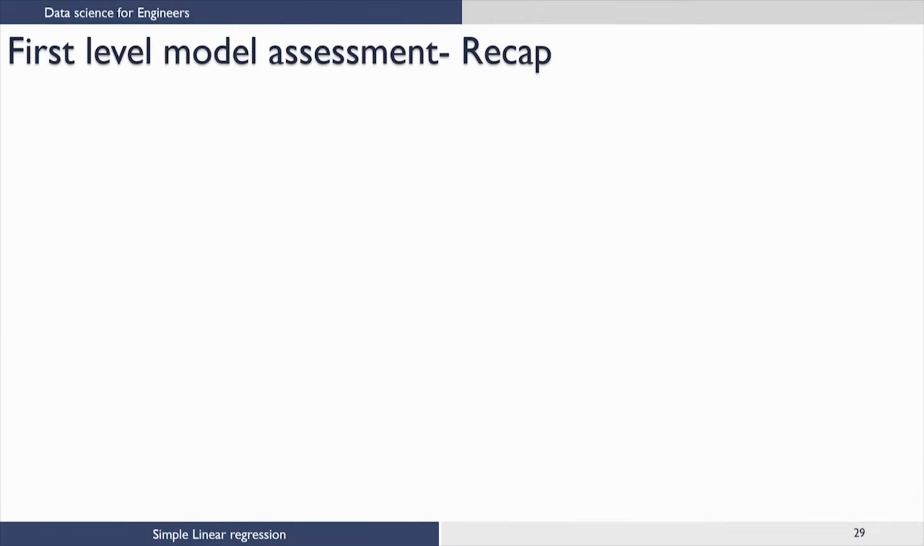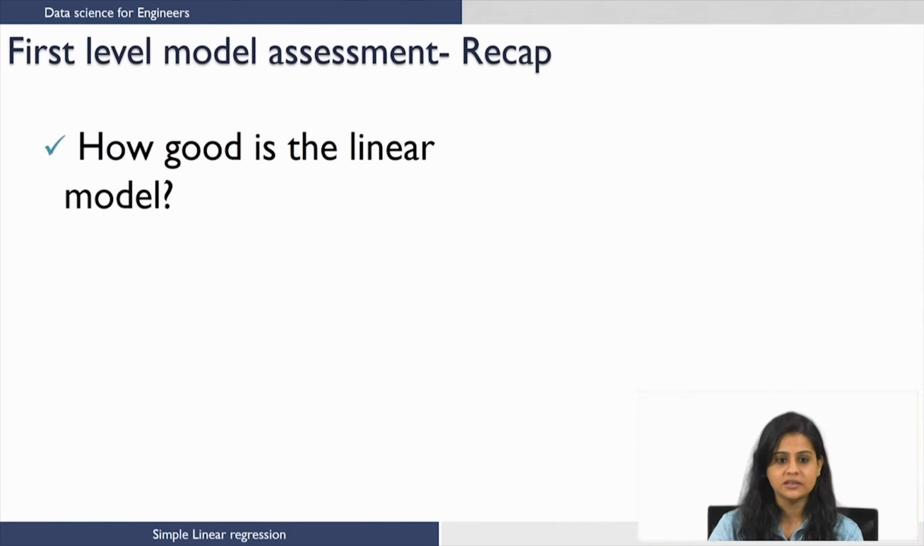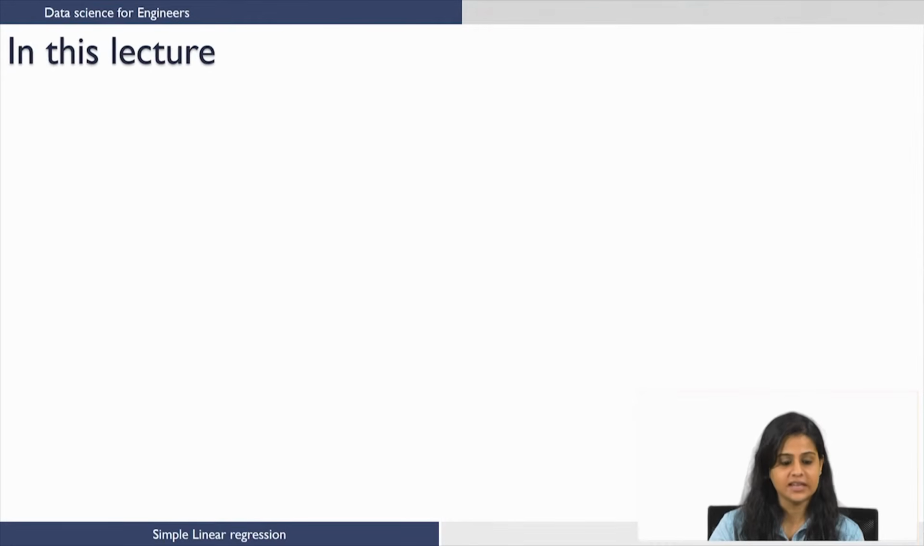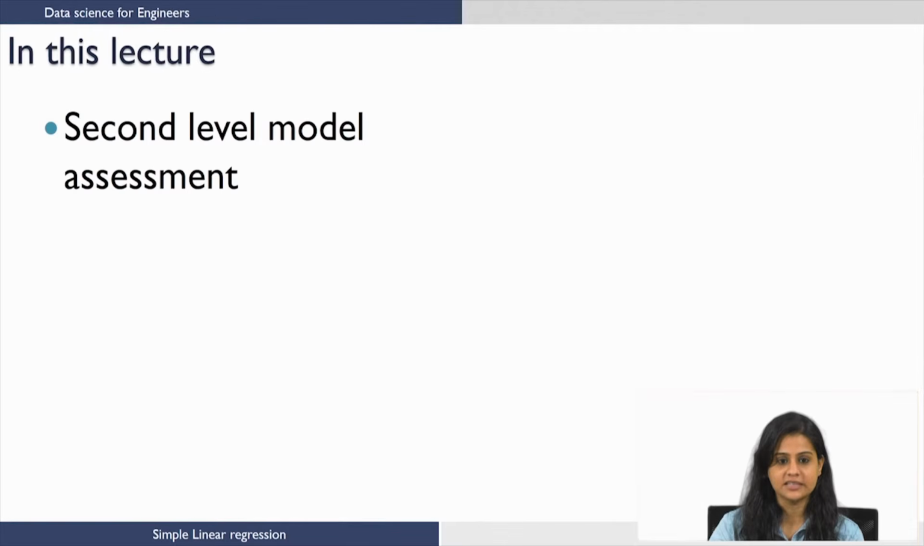Welcome to the third lecture on implementation of simple linear regression using R. In the last lecture, we looked at the first level of model assessment. We saw how good the linear model that we built is, and we also saw how to identify the significant coefficients in the linear model. In this lecture, we are going to look at the second level of model assessment.